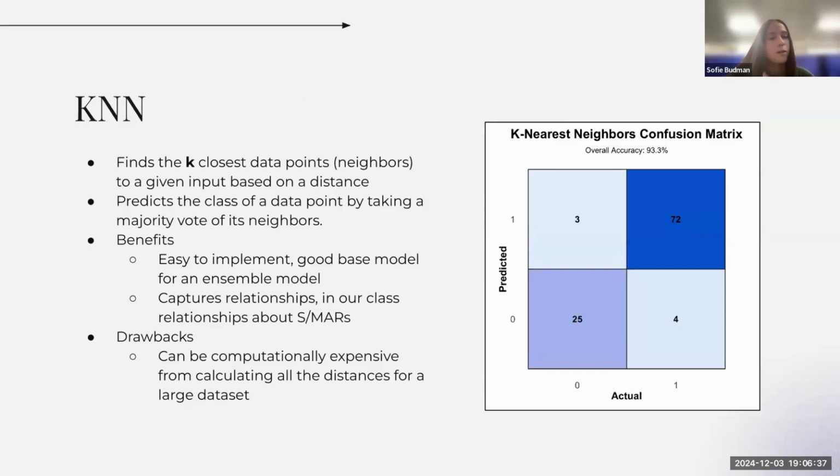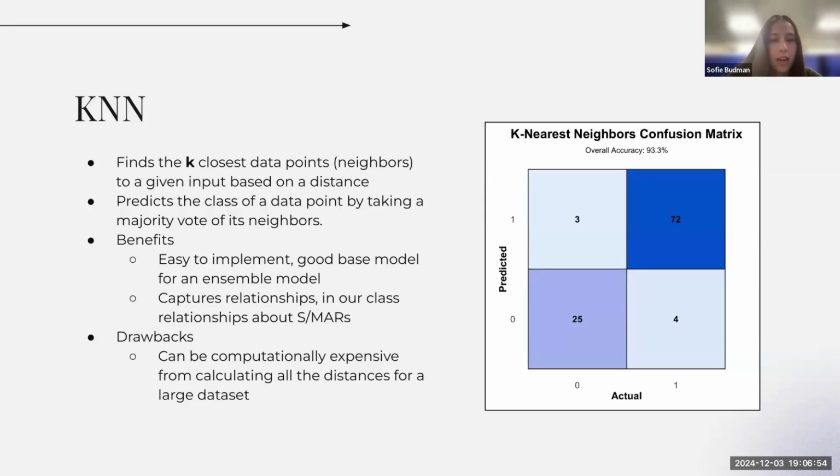Then the next model we made was the k nearest neighbors model. This model works by finding the k closest data points, and in our case, we chose the number 3, and the class of the new data point is determined by the class of the majority of the nearest data points.